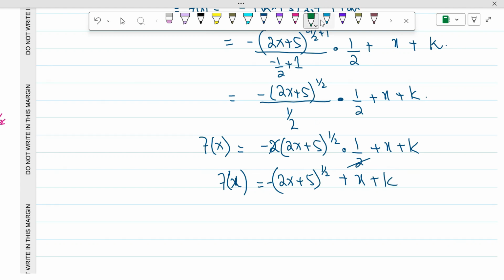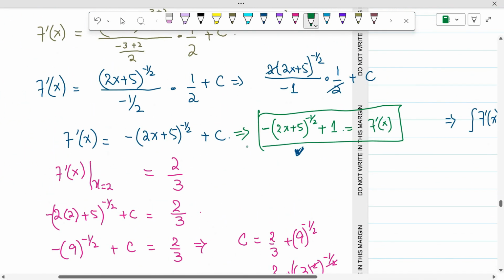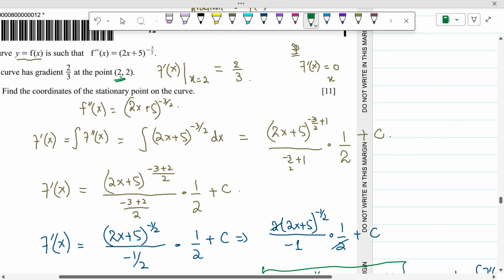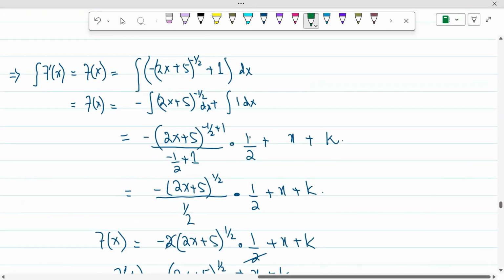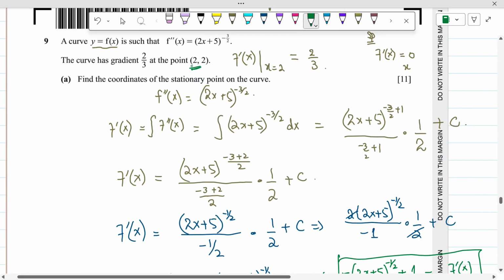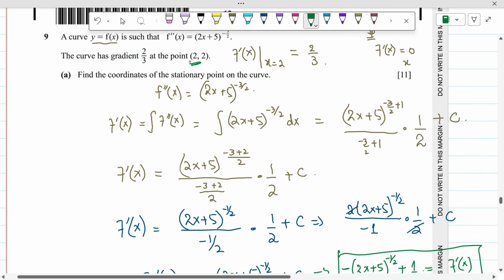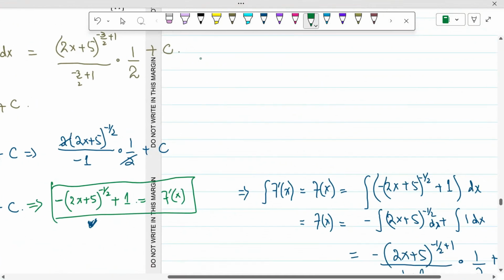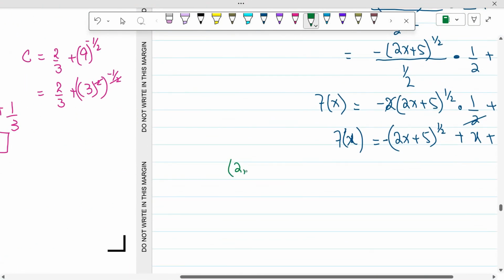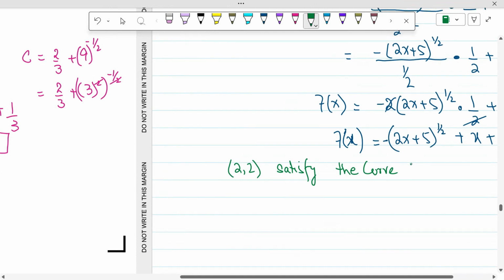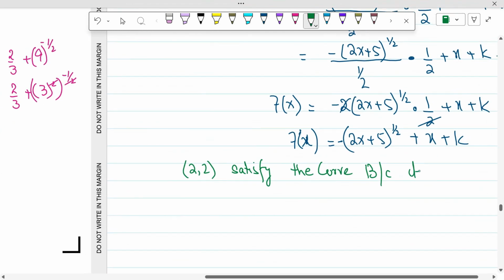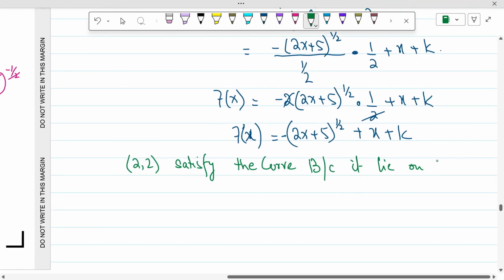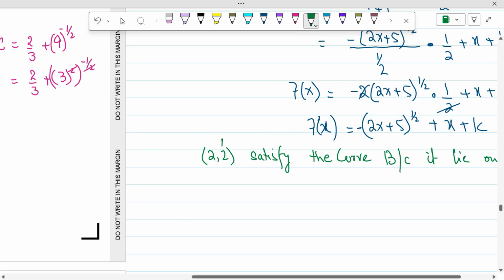Now we need to find the value of k, and it is given that the point (2, 2) satisfies the curve equation because this point on the curve has the gradient 2 over 3. So we can say that this point satisfies the curve equation, because it lies on the curve. This one is f(x) and this one is x.